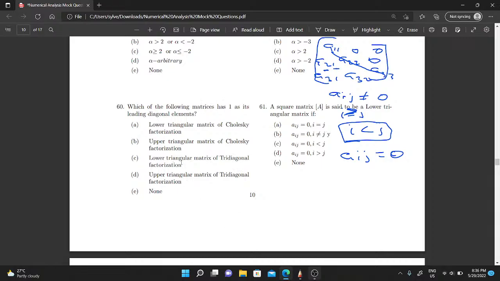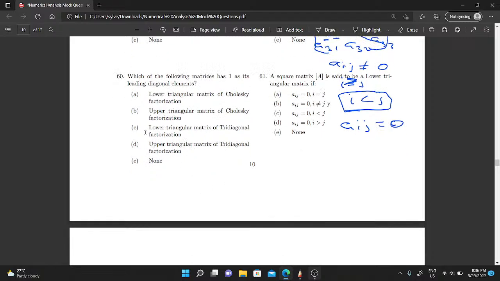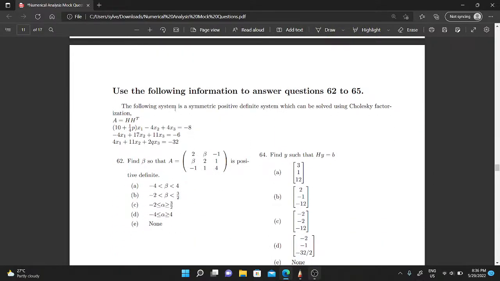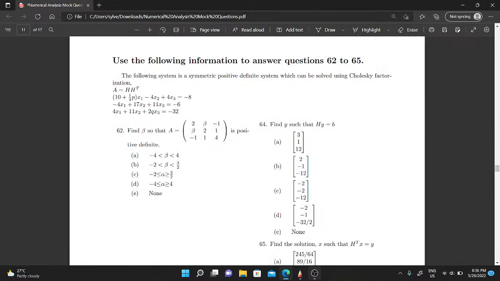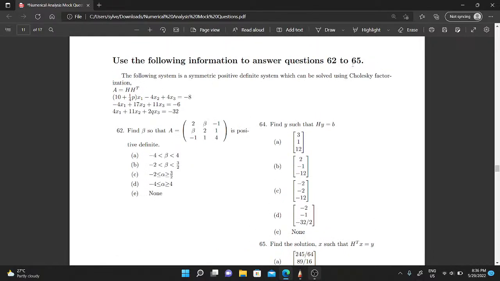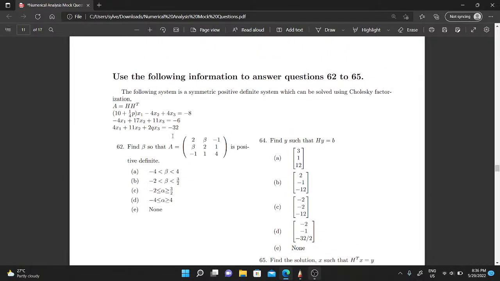All right, so we are continuing. The following system is a symmetric positive definite system which can be solved using Cholesky factorization. This is the formula for Cholesky factorization. You're supposed to use this system to solve questions 62 to 65. Now, if you look at 62, you see that it has no relation with this matrix over here. So, this is a question on its own.